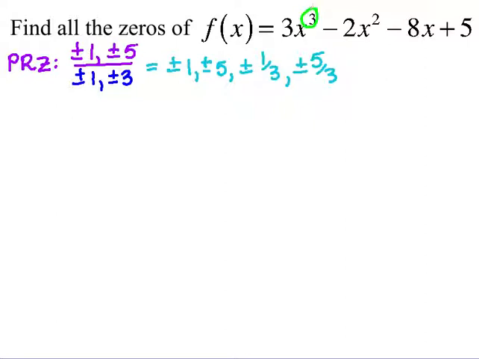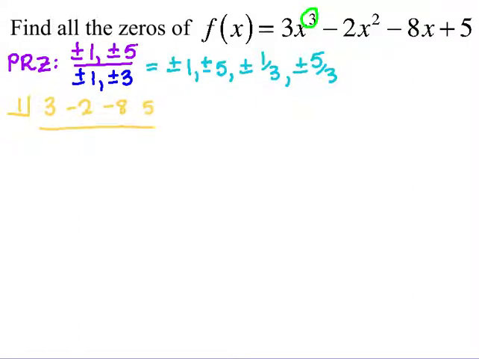So let's start with the number 1. What I need to do is plug this in. The easy way to plug it in is to use synthetic substitution. That's probably one of the fastest ways, unless you just want to plug it in directly, you can do that as well. I just like synthetic substitution because I can generally do that a little faster.